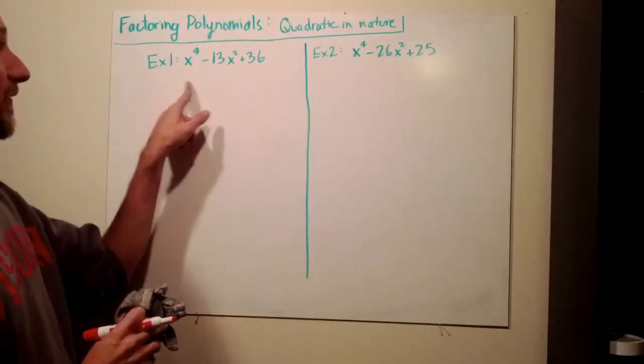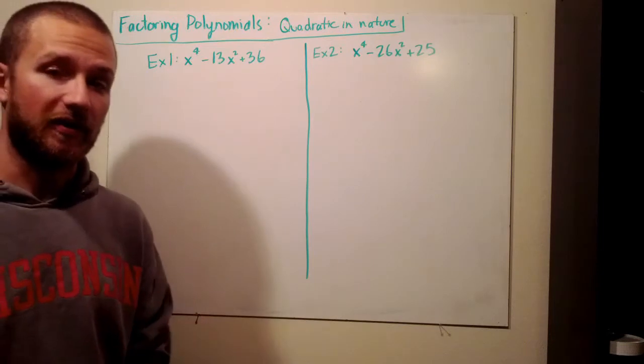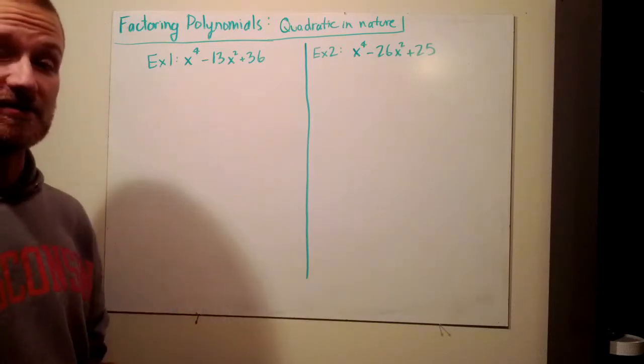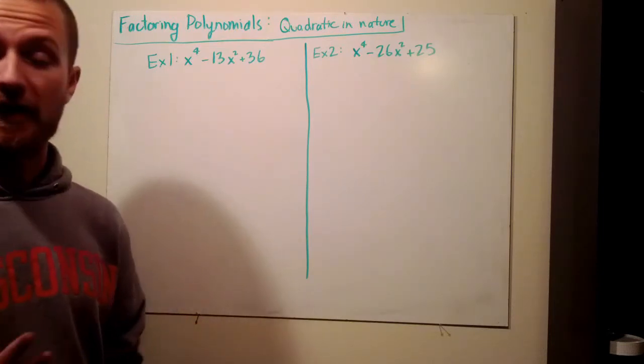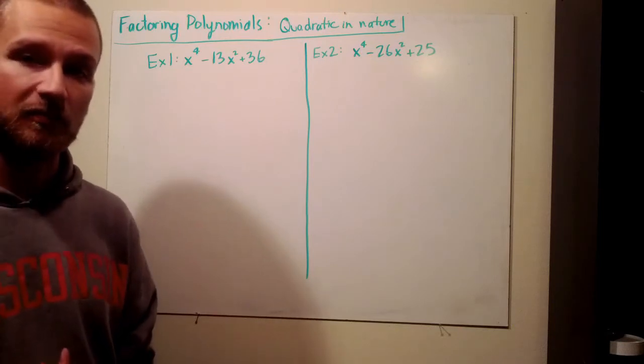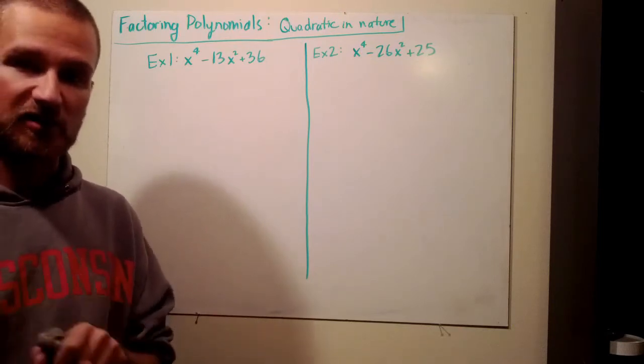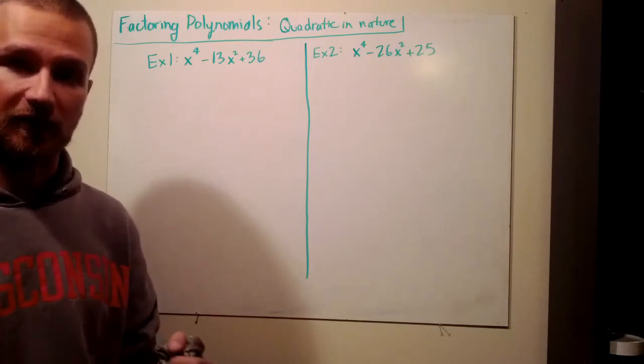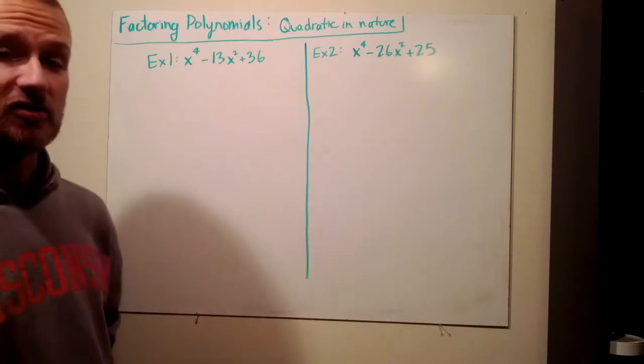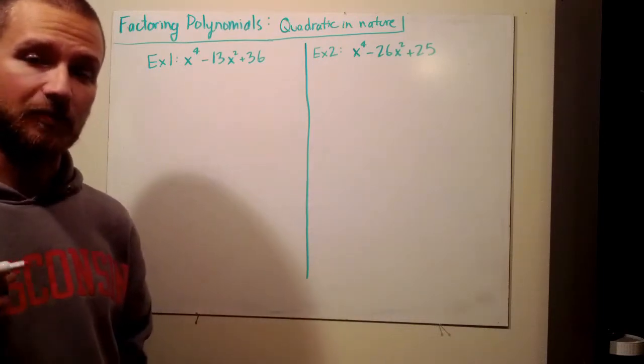So you could look at something like this, and it might be that the quadratic would be like x squared minus 13x plus 36. For that we know how to factor it. You can use the product-sum. You find the two numbers that match both those conditions, then you can factor it out. We call this quadratic in nature because it's going to use almost exactly the same process.